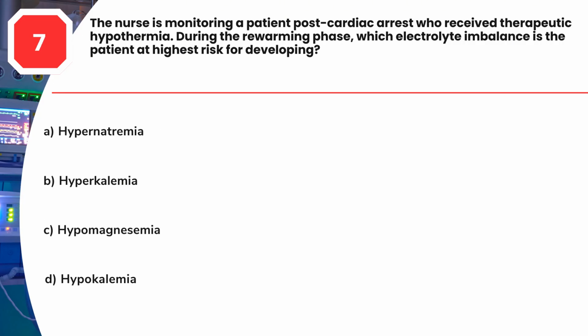Question 7. The nurse is monitoring a patient post-cardiac arrest who received therapeutic hypothermia. During the rewarming phase, which electrolyte imbalance is the patient at highest risk for developing? A. Hypernatremia. B. Hyperkalemia. C. Hypomagnesemia. D. Hypokalemia.